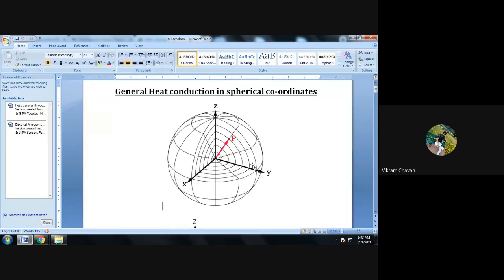And for that reason, we have to decide the size of the sphere and the thickness of the sphere, according to the requirement of heat transfer, how much allowable heat transfer is allowed inside that particular cryogenic tank. So that is the requirement, and for that reason, this general heat conduction in spherical coordinates is useful.